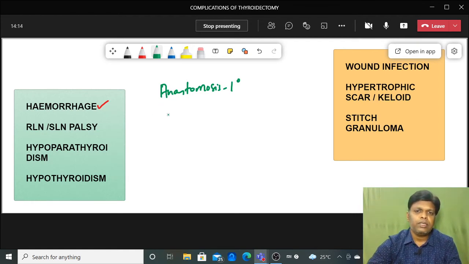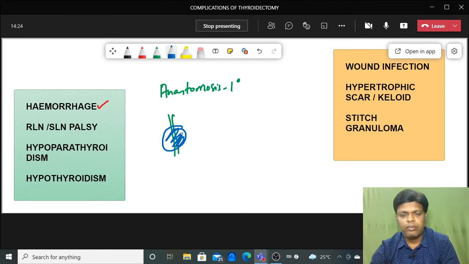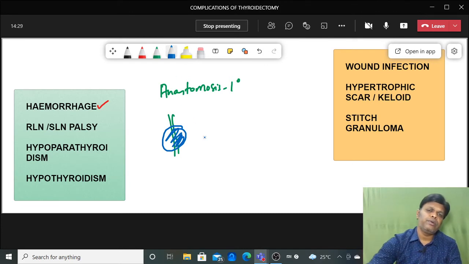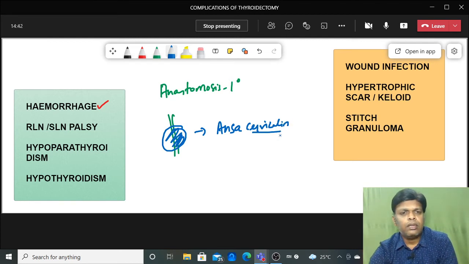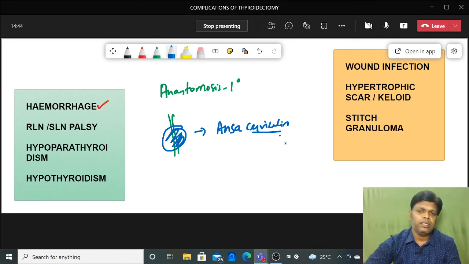In some cases, the recurrent laryngeal nerve is passing through the tumor. While resecting the tumor, some part of the nerve is also taken out, so you lose some amount of nerve. In those cases, what you have to do is anastomosis with the ansa cervicalis. Sometimes you can also use a nerve graft to replace this injury.